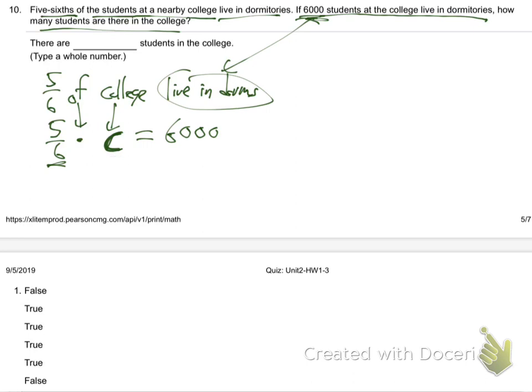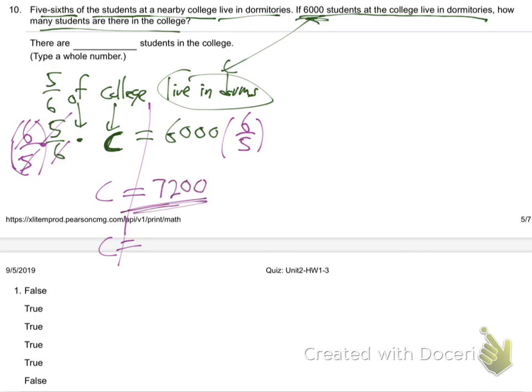So I want to take that equation and solve for C. It's like an algebra equation, and C is saying, I want to be alone. Get rid of this 5/6 so that I can be alone. How do we get rid of that 5/6? You multiply by the upside down. Whatever you do to one side, you have no choice but to do the same thing to the other. The 6's will cancel, the 5's will cancel. The C is alone. Use your calculator. 6,000 times 6 divided by 5. 7,200 students are at the college. There we go.